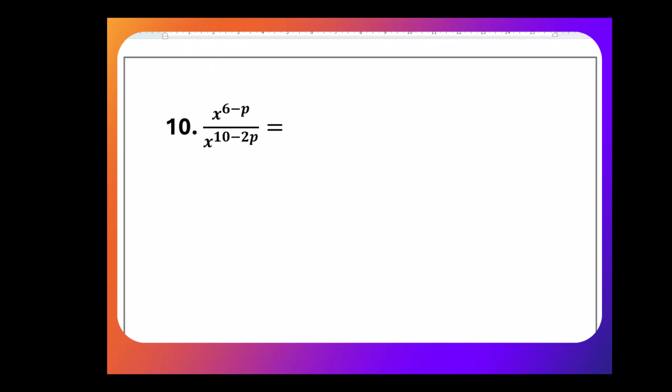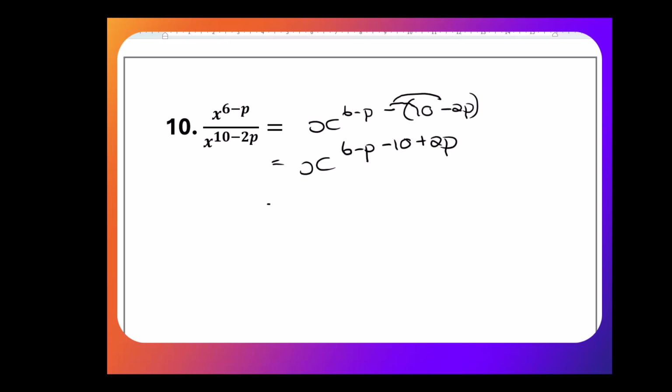Last question. Base is the same. We divide, we subtract. So I'm going to have x to the 6 minus p minus 10 minus 2p. So I'm going to have here x to the 6 minus p minus 10. Remember, a negative and a positive gives me negative. A negative and a negative gives me a positive. So at the end, I'm going to have x. 6 minus 10 is minus 4. Negative p plus 2p gives me plus p.